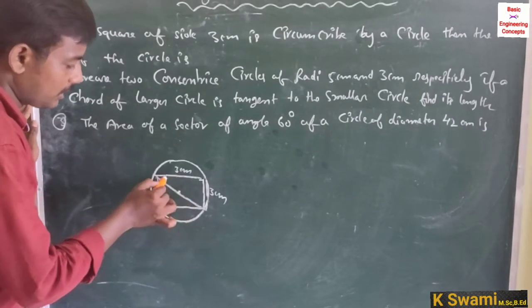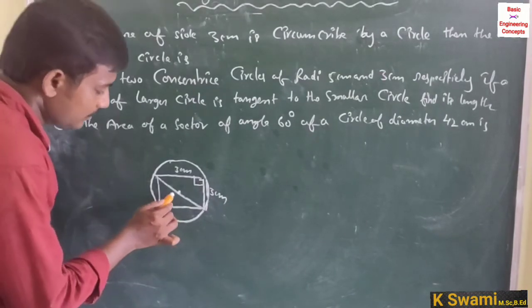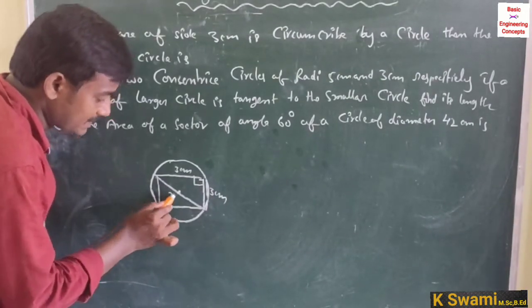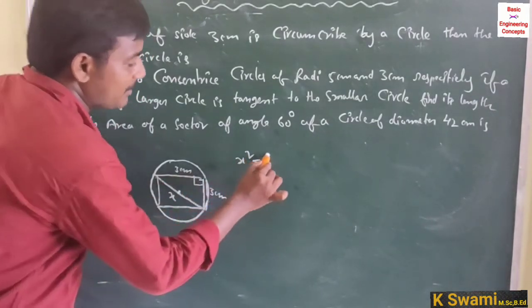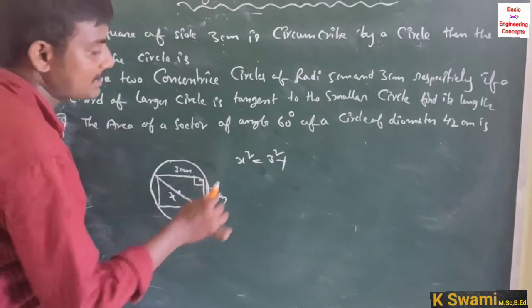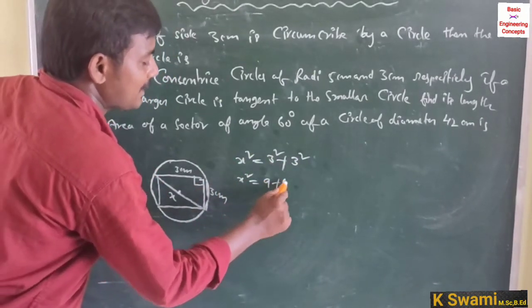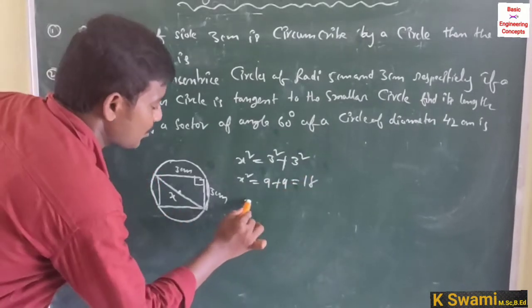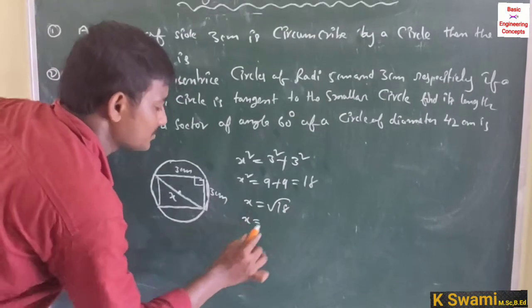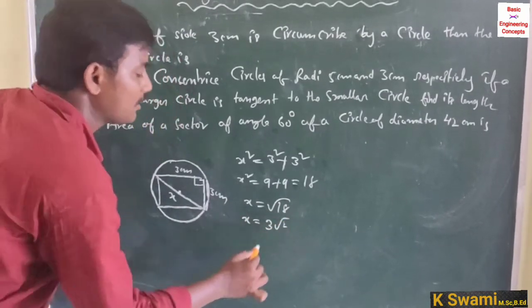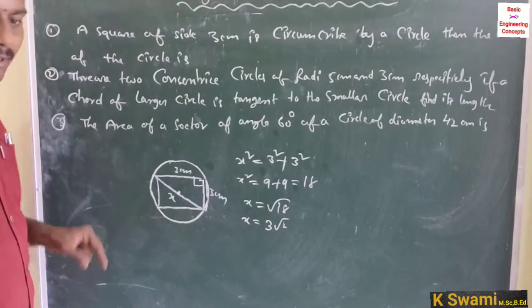We know from the right angle triangle, from the Pythagoras theorem, suppose the diameter is x. x square is equal to side square, 3 square, plus the remaining side square, 3 square. x square is equal to 9 plus 9, which is 18. So x is equal to square root of 18, and x is equal to 3 root 2. The length of the diameter of the circle is equal to 3 root 2.